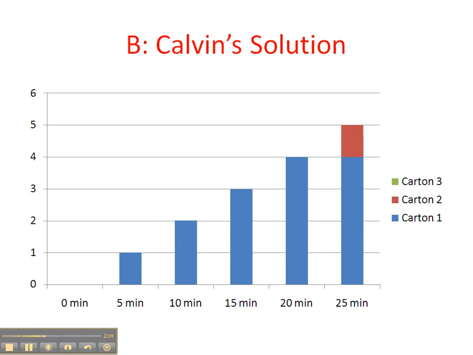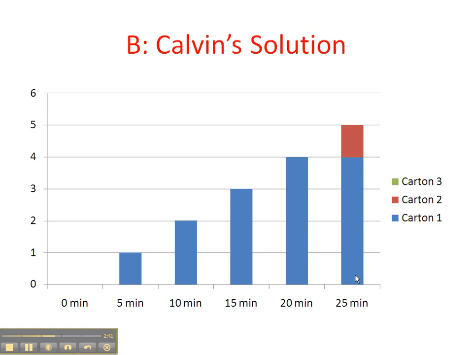But when we do our next one, Calvin's solution, we're going to have to change the bottom of that fraction, and I'll show you that in a minute. Calvin can fill a quarter of a box in 5 minutes. He can fill 2 quarters of a box in 10 minutes. He can fill 3 quarters of a box in 15 minutes, and then he can fill 4 quarters of a box, or 4/4 of a box, or 1 whole box in 20 minutes.